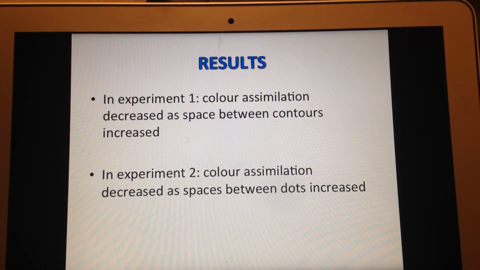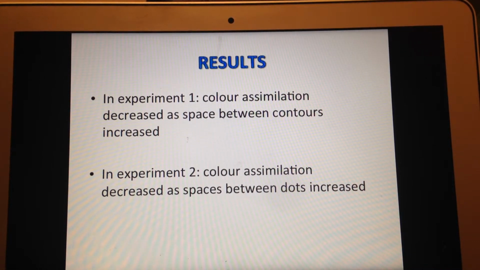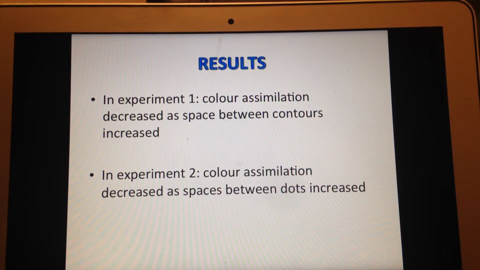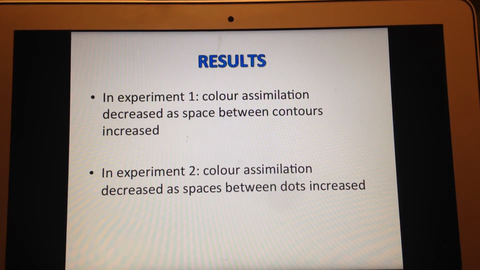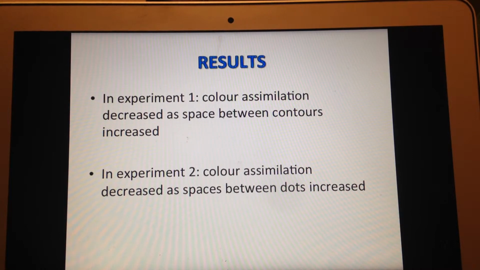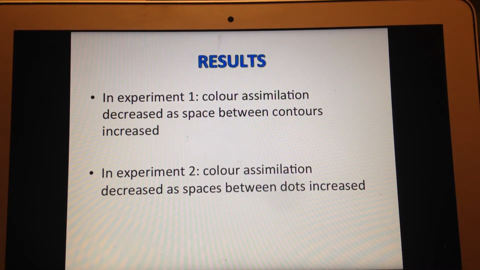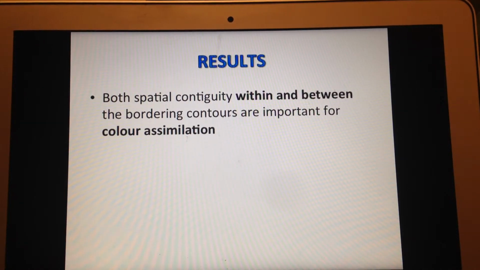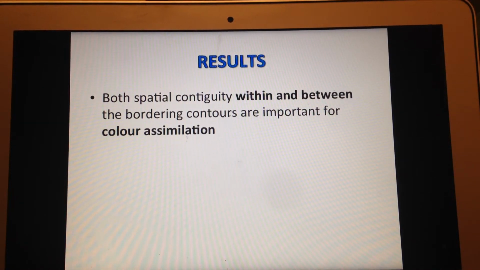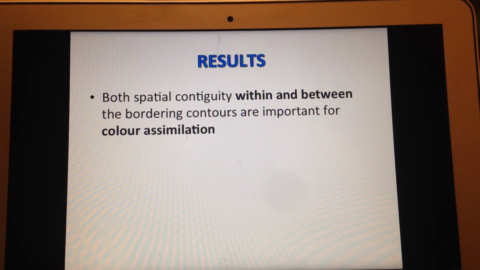In both Experiment 1 and 2, the strength of colour assimilation decreased rapidly as the spaces between the contours increased. This decrease was evident for the stimuli in both experiments which had the smallest spaces inserted. These findings suggest that both spatial contiguity within and between the bordering contours are important for colour assimilation in the watercolour effect.